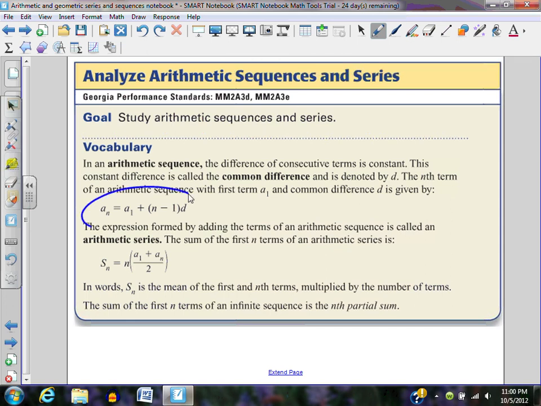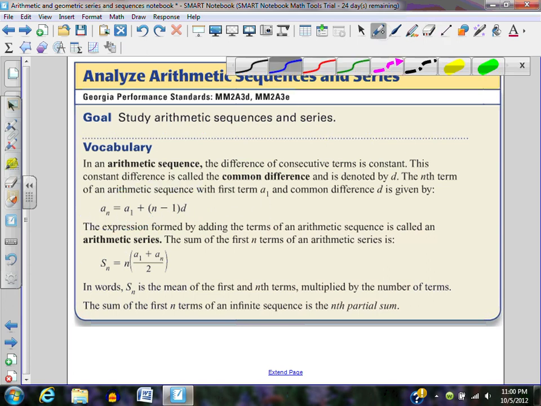Looking at this equation right here. This is the one that you're familiar with from last year, to find a term at any position. And that's what it means. A term, a sub n, means a term at any position is equal to the first term, a sub 1, plus the common difference times the position right before it. So that is something that you learned last year.